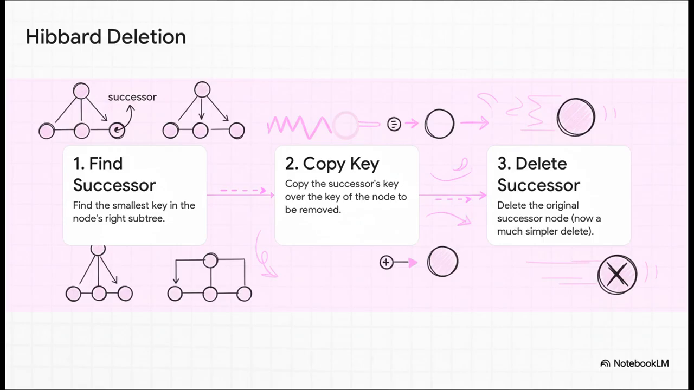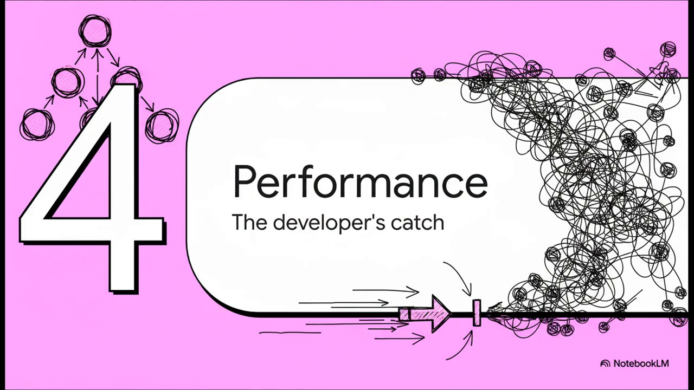And what's great is that is now a super simple case 1 or case 2 deletion. It's so clever. The structure holds and our sorting rule is perfectly preserved. All right, now for the million-dollar question. Performance. We said these things are fast, but there's a catch. A really big catch that every single developer needs to know about.